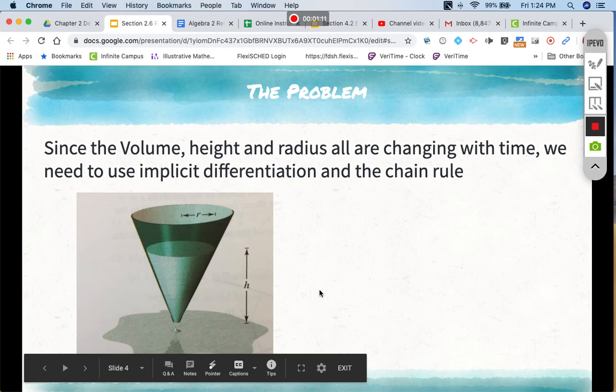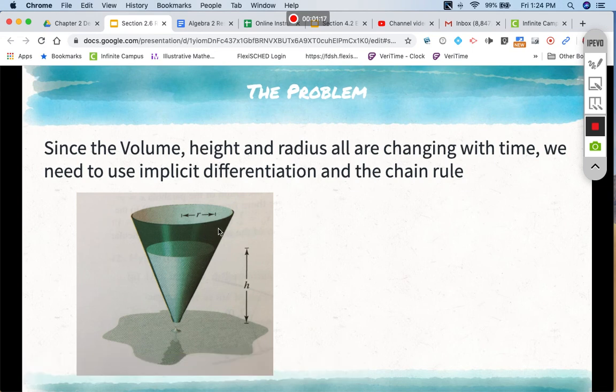The problem is that as the water drips out, the height is changing, the radius is changing, and the volume is changing. So we have three things that are changing with respect to time. So this is where implicit differentiation comes in. We're going to take the derivative, but notice we're taking the derivative with respect to t, and there are no t's in the problem. So we have to use the chain rule for everything.